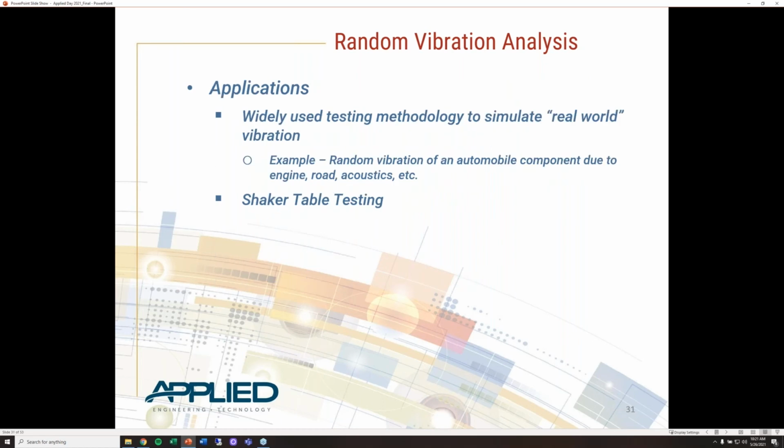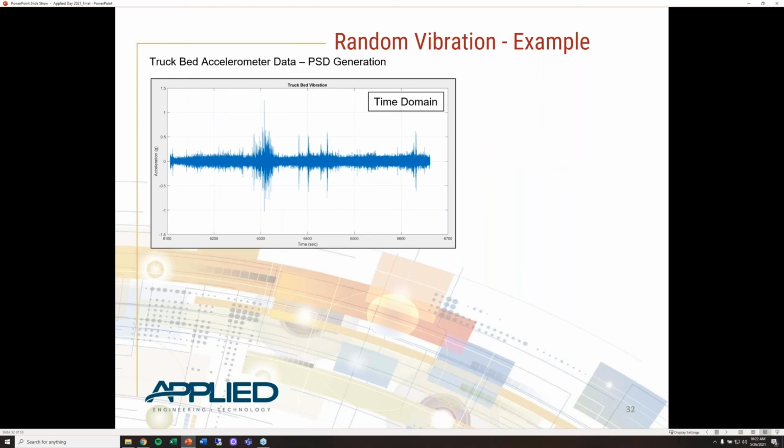Some applications of random vibration analysis. Like I previously mentioned, this is a widely used testing methodology to simulate real-world vibration. An example would be an automobile component, engine noise, road noise, acoustic noise. And we use this a lot in shaker table testing. We do have an example of a PSD generation. I'm not going to get into the specifics of how we do this. The algorithms are somewhat complex, and we do typically use software.